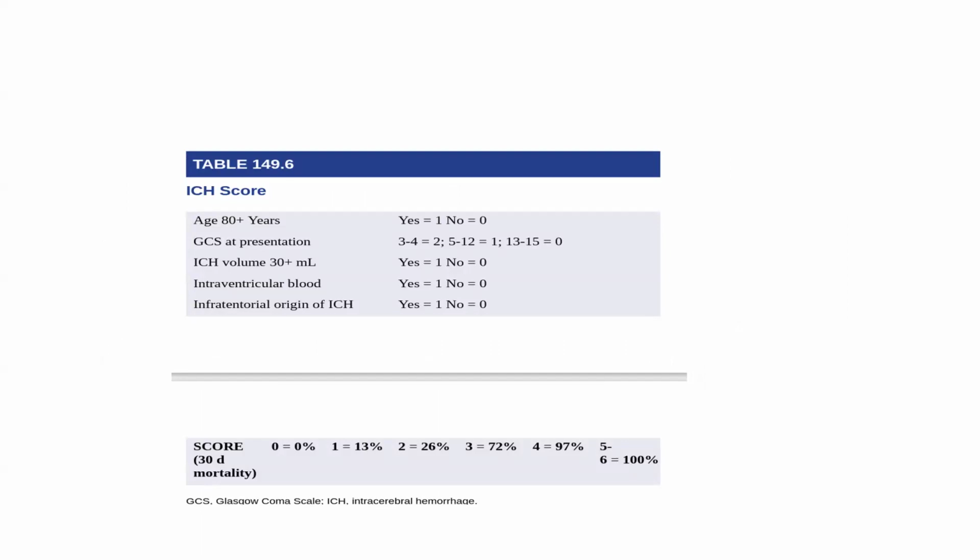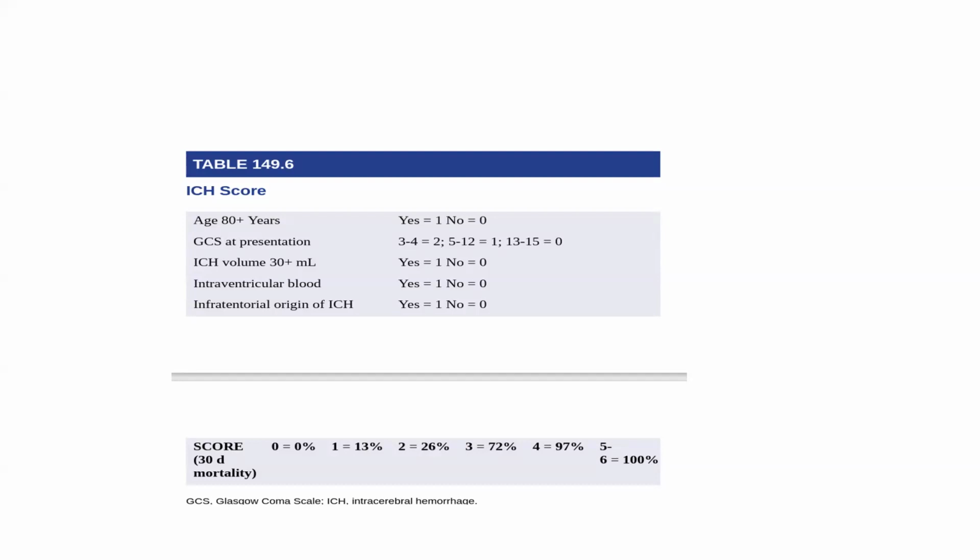If the age is more than 80, then one score is allotted. Then GCS at the time of presentation: if 3 to 4, then 2 score; if 5 to 12, then 1 score; if 13 to 15, then 0 score. If ICH volume is 30 ml or more, then 1 score; if not, then 0. If intraventricular extension of the bleeding is present, then 1 score; if not, then 0. If infratentorial origin of the ICH is present, then 1 score; if not, then 0. Then the total score is used to predict the mortality.